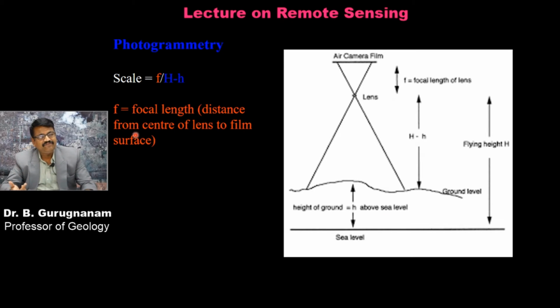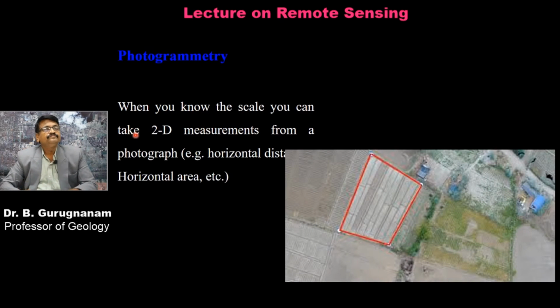If you know the scale of the aerial photograph, you know how many kilometers, how many meters, how many inches on the ground 1 centimeter represents. So this helps us again with detailed mapping of the surface of the earth. As I already told you, once you know the scale, you will be able to draw any area.